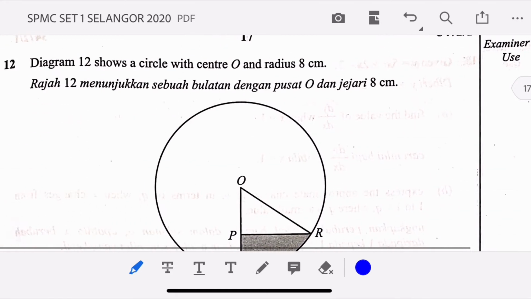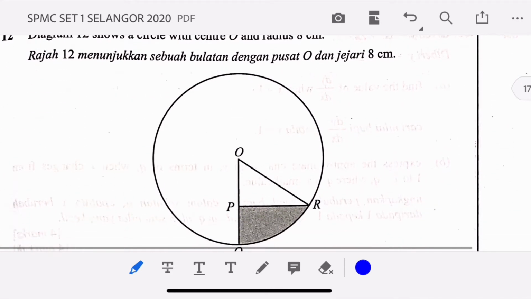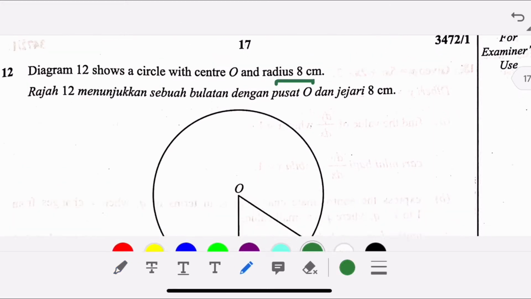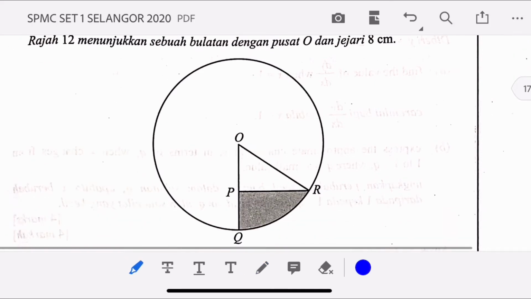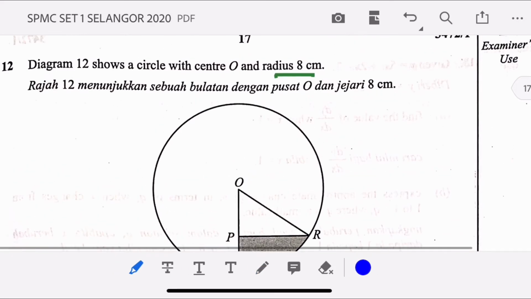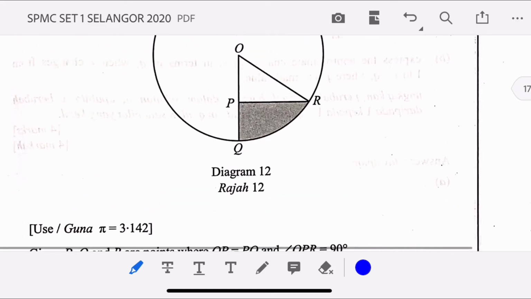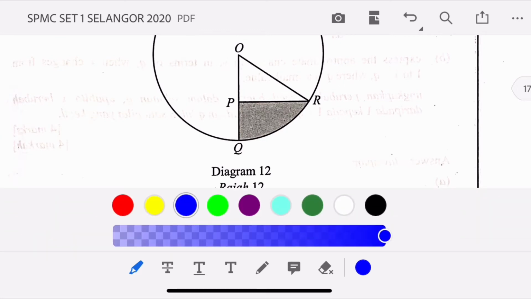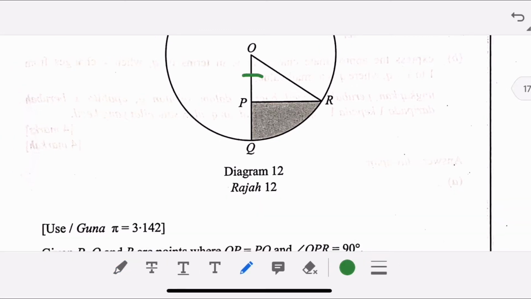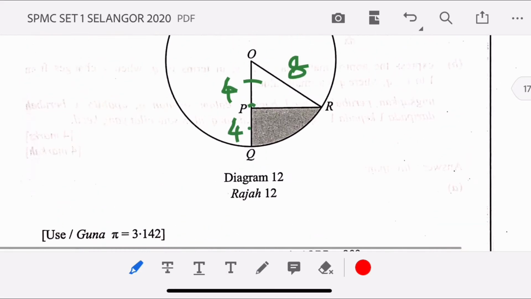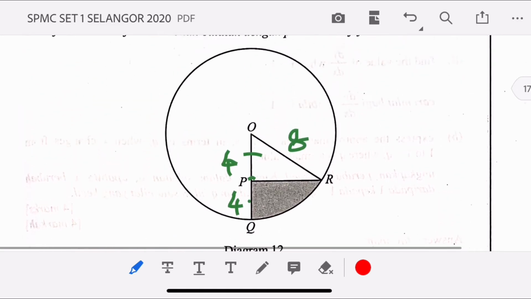Let's proceed to the circular measure, with a radius of 8 centimeters. Okay, so let's solve it carefully. We have the radius, which is 8, and we show the circle, and OP equals PQ. Okay, this is very important information. That means this is a midpoint, so here will be 4, here will be 8. So we are given the triangle OPQ, and angle P is 90.